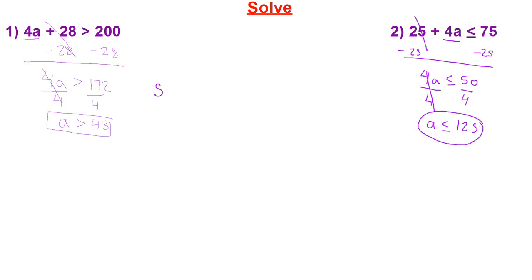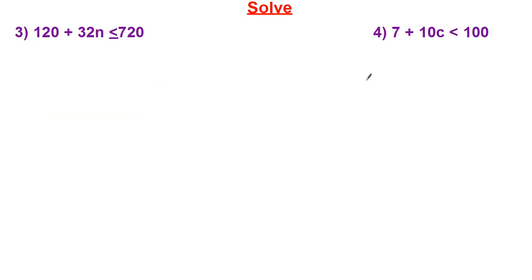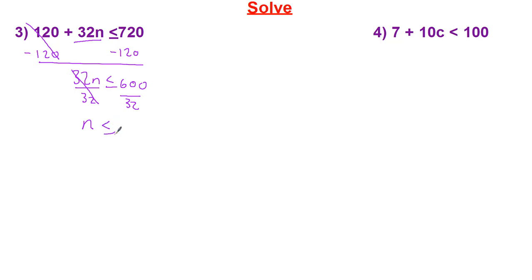Okay, so as you can see, it's the same as solving equations. The only thing that's different is that we're just keeping this inequality right here. So of course I can't get to the 32n unless it's by itself. So I'm going to subtract 120 and subtract 120. 32n is going to be less than or equal to 600. Now that we have that, we're going to divide by 32 and divide by 32. So that gets n all by itself. So now n is less than or equal to 18.75 when you divide it out.